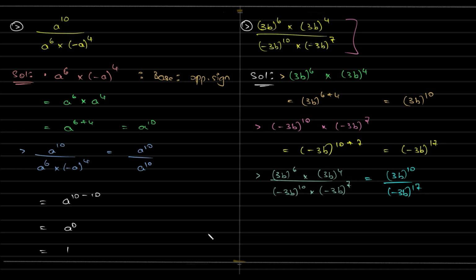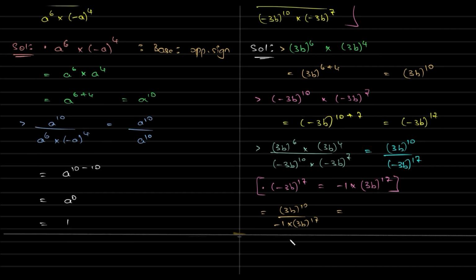Now we are looking at same magnitude base but different sign. So how do you handle it? First thing is negative 3b whole to the power of 17 has to be solved. So we know that 17 is an odd number. So this is negative 1 into 3b whole to the power of 17. Now let's substitute it. 3b whole to the power of 10 divided by negative 1 into 3b whole to the power of 17.